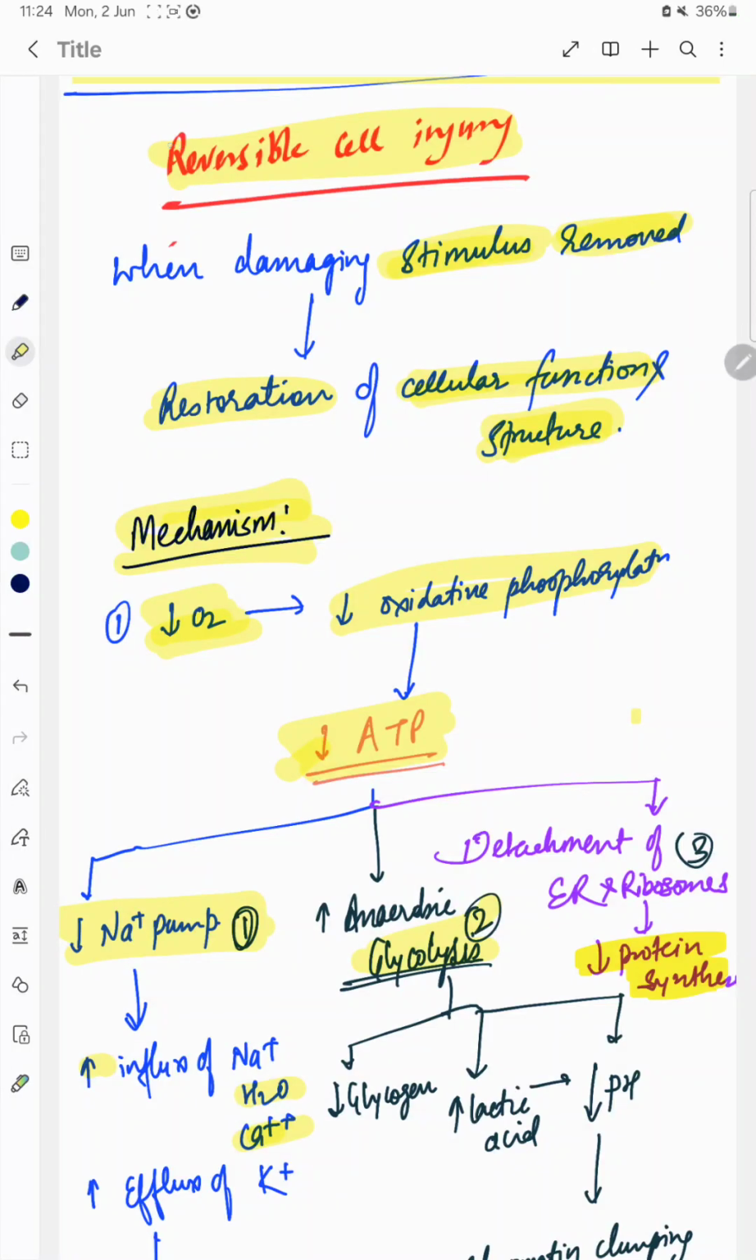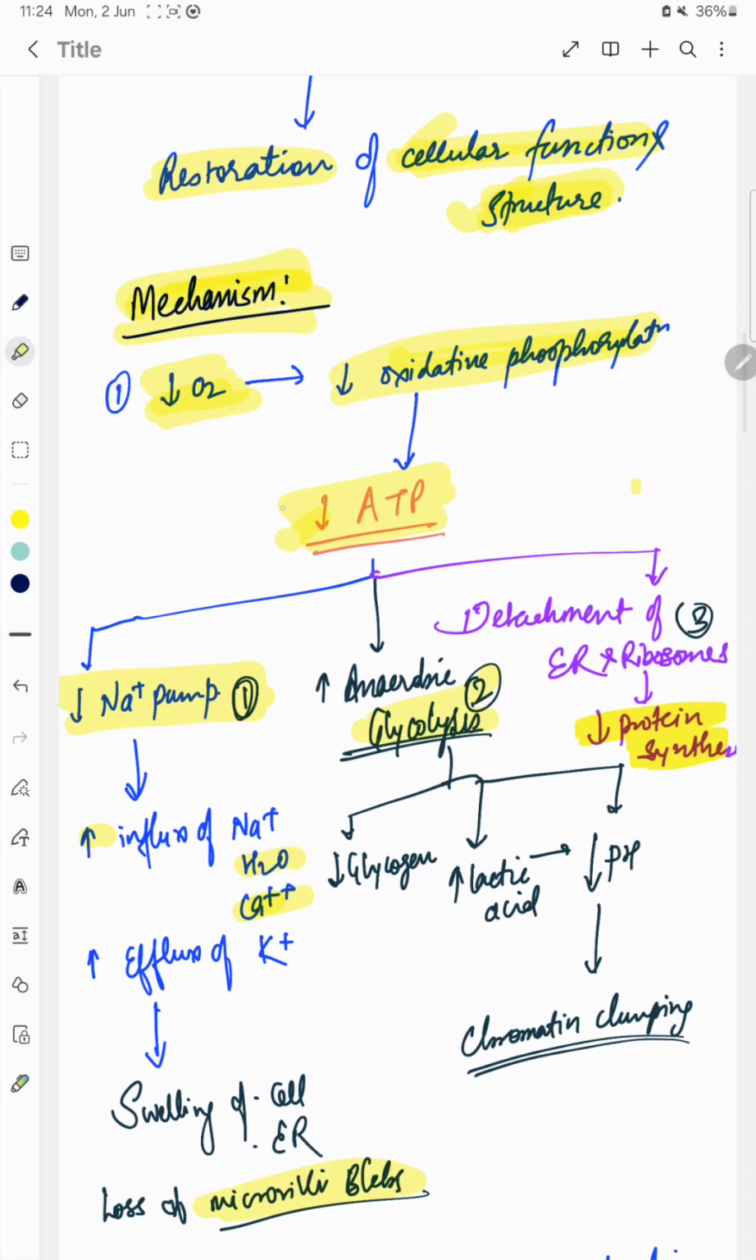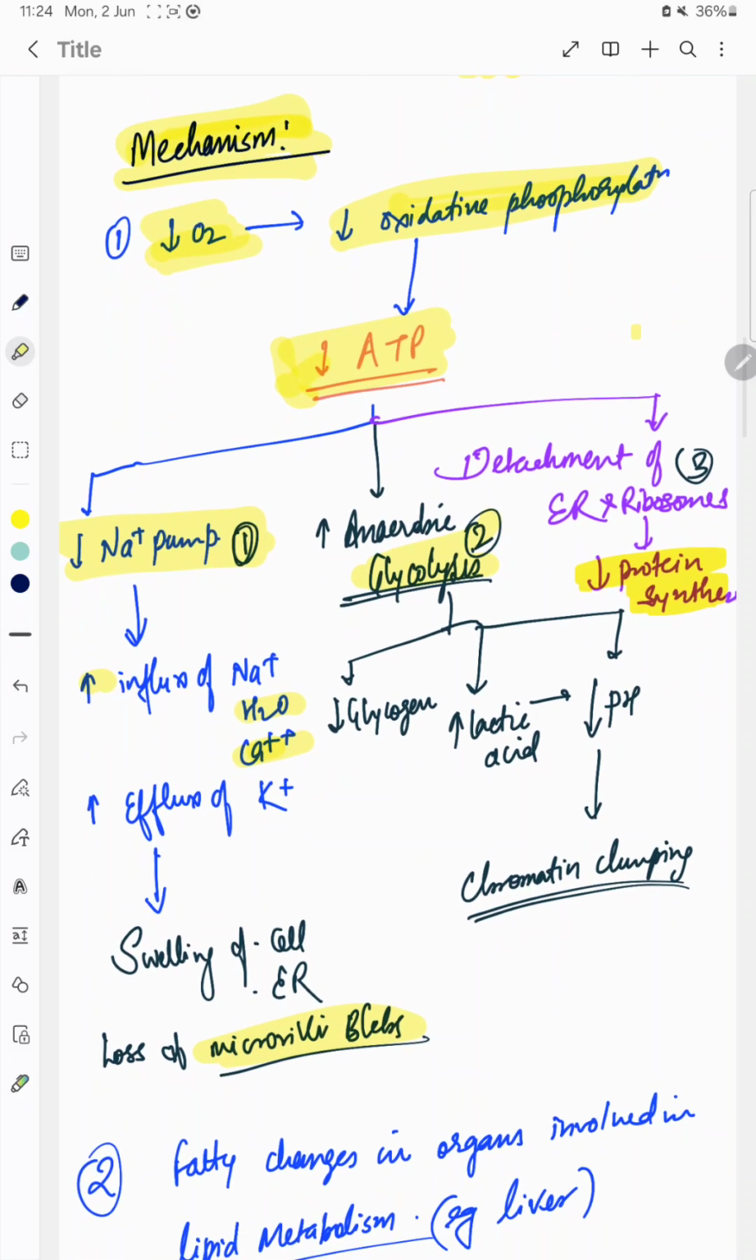Hello everyone. Now we are going to discuss reversible cell injury. When the damaging stimulus is removed, restoration of the normal cellular function and structure takes place. How does this mechanism work? Whenever there is hypoxia, this results in decreased oxidative phosphorylation and ultimately decreased ATP production.